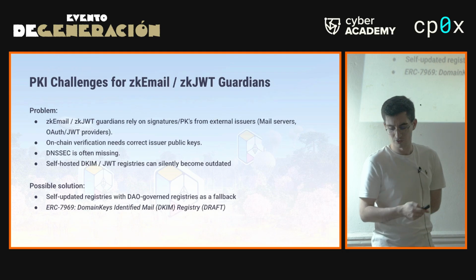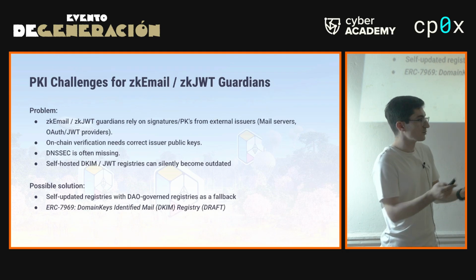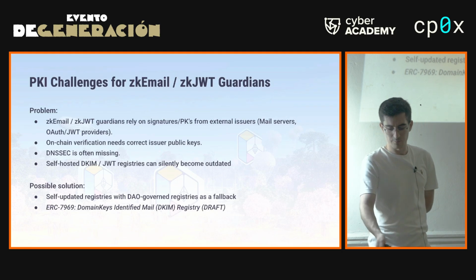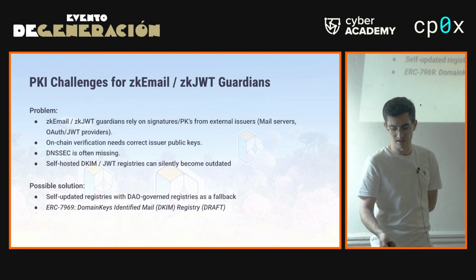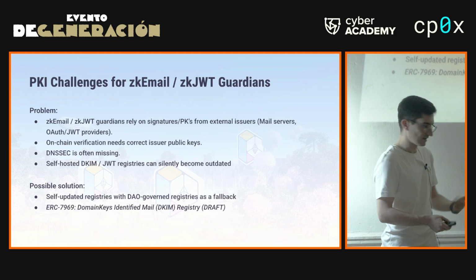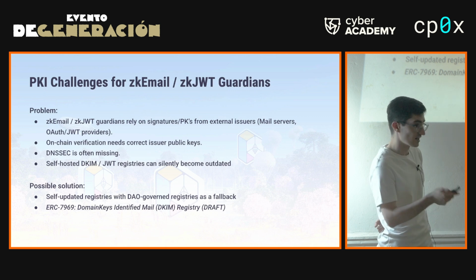And if the user is not active, we can just put it in the protocol that it will be switched to a DAO-governed registry. And another possible solution is ERC 7969, but it's still in draft. It's basically a way that says that there should be a DKIM registry on Ethereum directly.